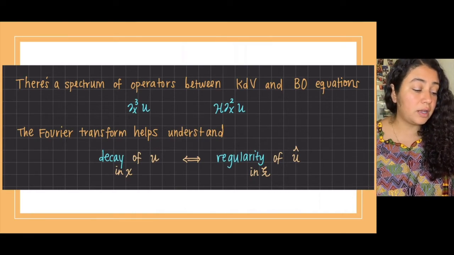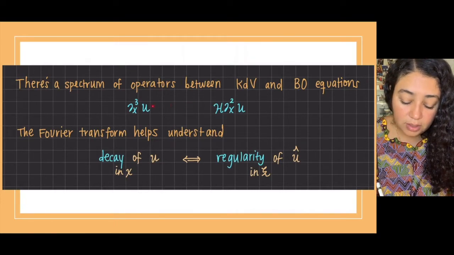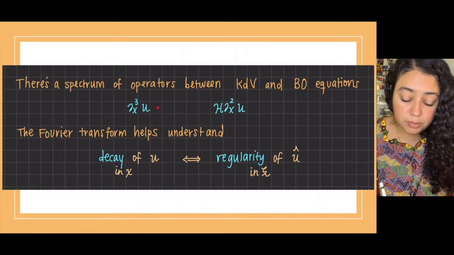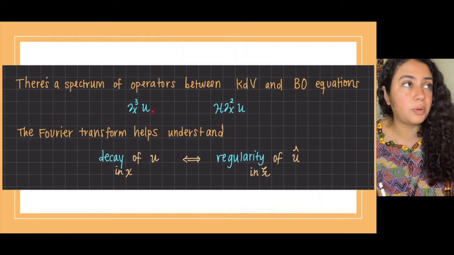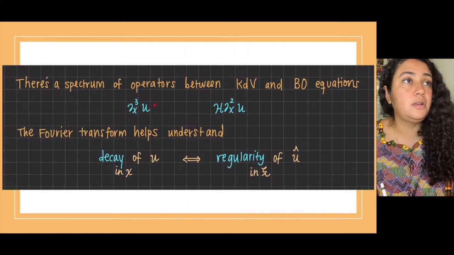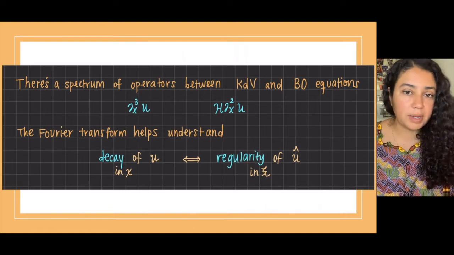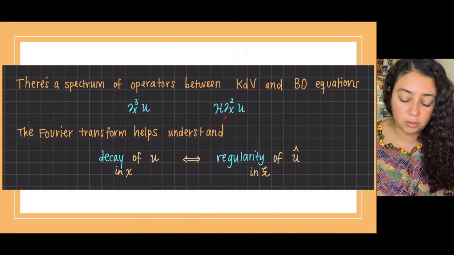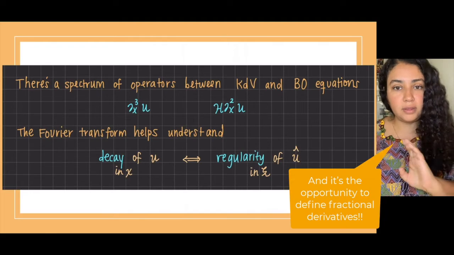And moreover, there's a whole spectrum of operators with a range of dispersive strengths that to some extent connect the differential operator from the KdV to the Benjamin-Ono equation. So you can maybe think about this in the frequency space as being multiplication by xi cubed, and here multiplication by xi squared times the sign of xi. But in absolute value, we have degree 2, degree 3, and then maybe a whole fractional range in between.